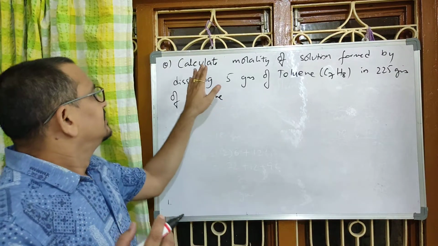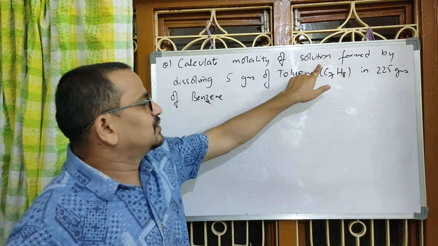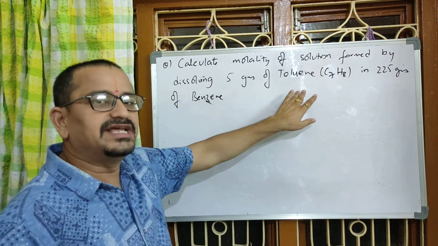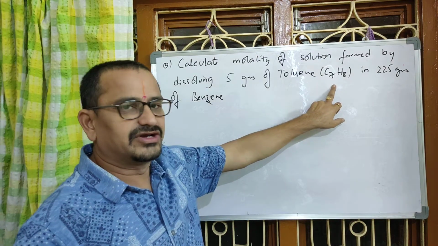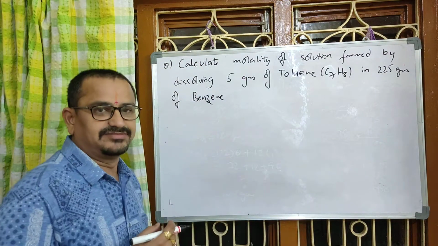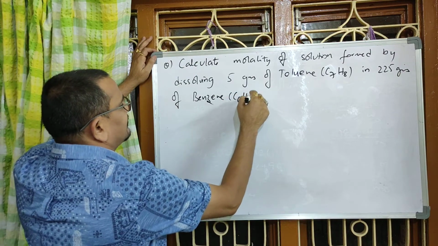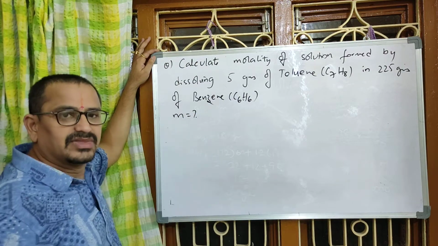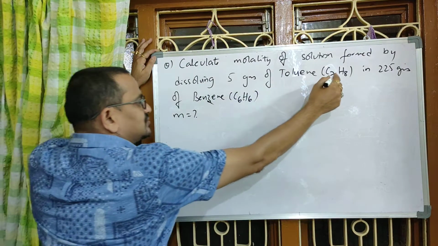This is another numerical. Calculate the molality of the solution formed. How is it formed? By dissolving 5 grams of toluene, formula is also given for toluene, C7H8, in 225 grams of benzene. So, toluene is this one and benzene has the molecular formula C6H6. So, molality is asked to calculate.